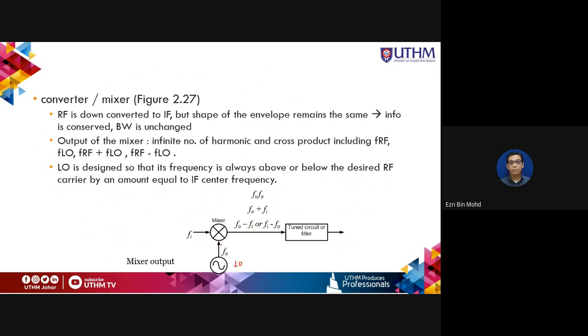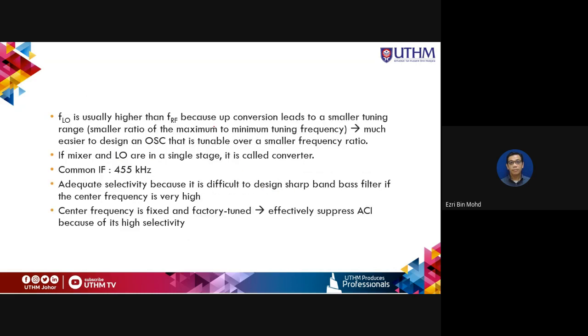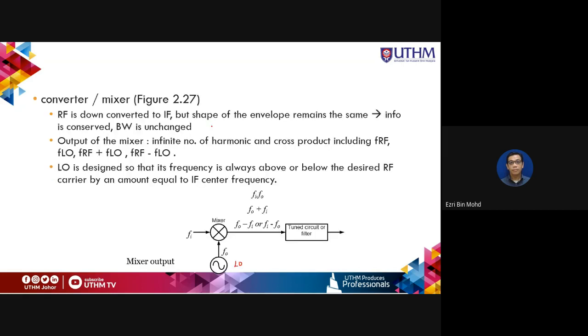So input and output of the local oscillator. The output of the mixer has infinite number of harmonics and cross products including FRF, FLO, FRF plus FLO. The local oscillator is designed so that its frequency is always above or below the desired RF carrier by an amount equal to the intermediate frequency center frequency. Okay. FLO is usually higher than FRF.